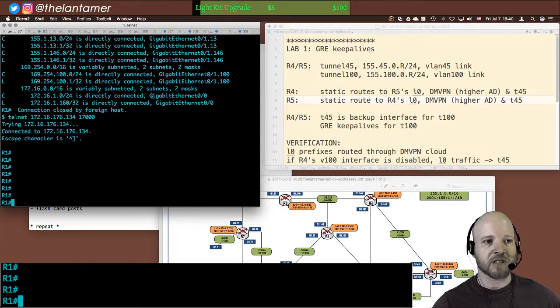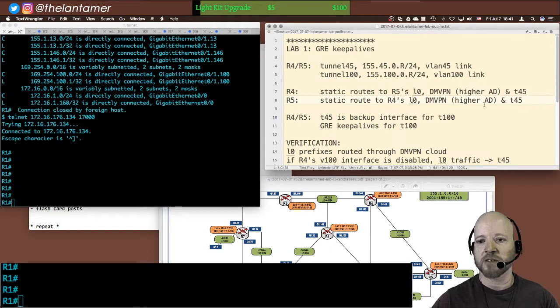I'm also excited that I've changed my colors. I know it's simple stuff, but I changed the colors on my iTerm profiles. Now my default profile is Star Wars closing credits, which I'm way more pumped about than I even should be. But anyway, moving on to GRE keepalives.